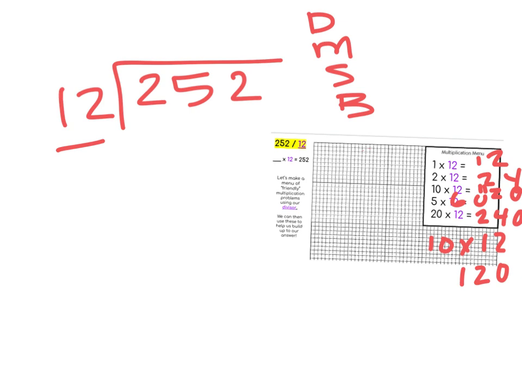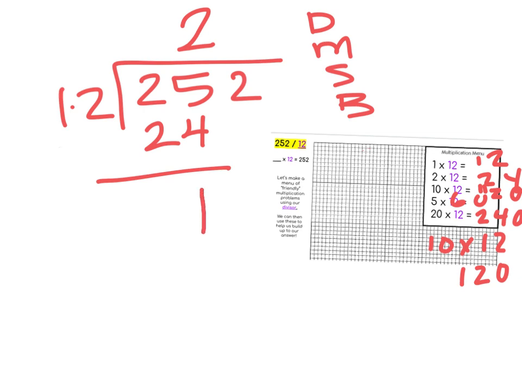When I look at my multiplication chart, I know that 2 times 12 is 24. So I'm going to multiply that. 2 times 12 is 24. Then I will subtract. And 25 minus 24 is 1. Then I go to bring down the 2, which makes 12.